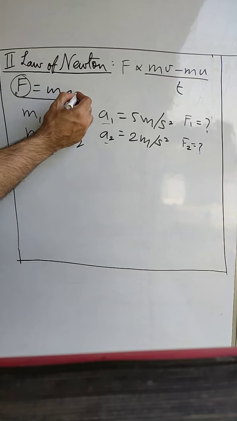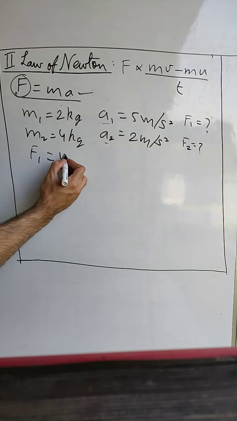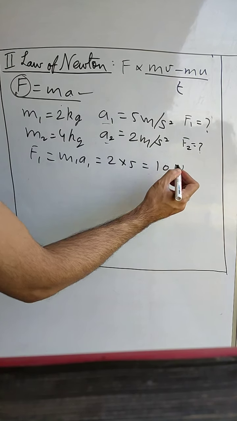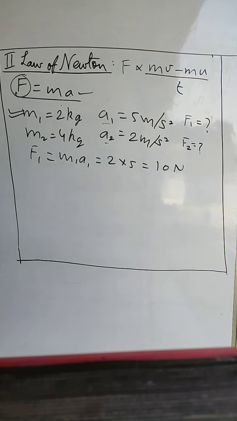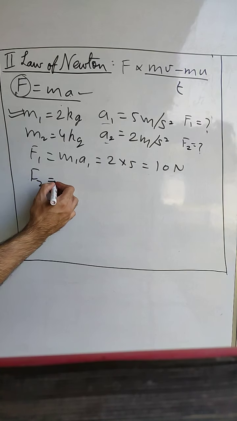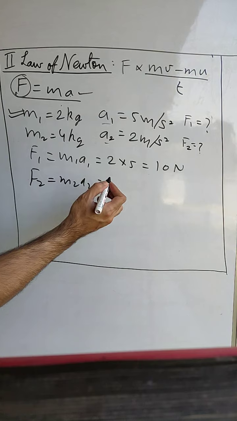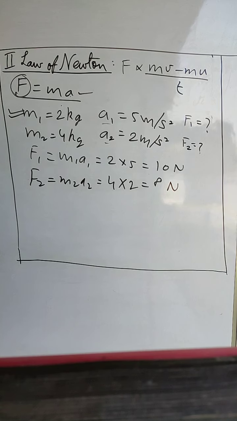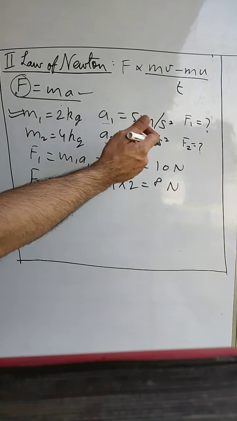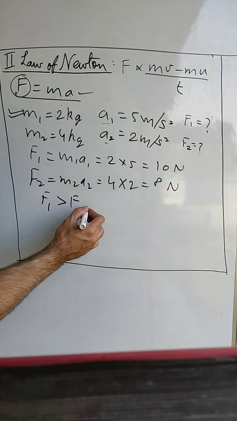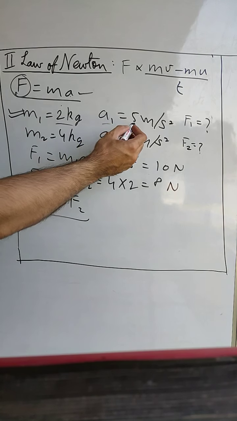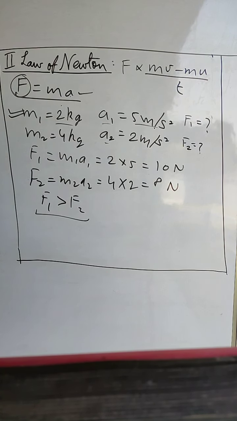So how do we find out? We use this formula. So F1 equals m1a1, that is 2 into 5, which is equal to 10 Newton. So for this case, the force required is 10 Newton. Similarly, F2 equals m2a2, which is 4 into 2, that is 8 Newton. So now you can see that F1 is greater than F2. So we can say that force required to move a mass of 2 kg at an acceleration of 5 meter per second square is greater than the force on the second body.